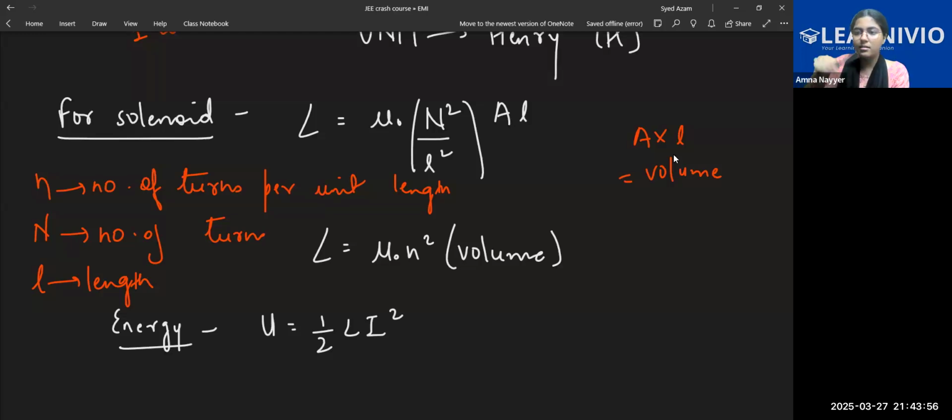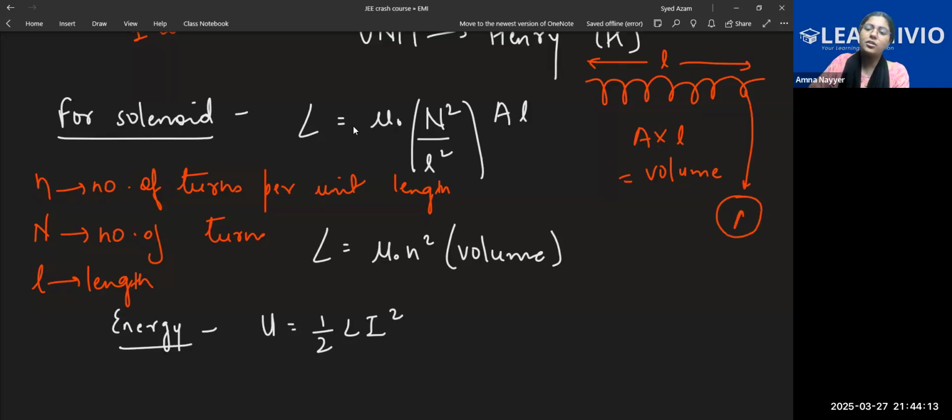This one circle, one coil, is the area of cross section. And length means the entire length of the solenoid. So this is like this. This will be the entire length of the solenoid. And when you see one circle, this is the area of cross section.